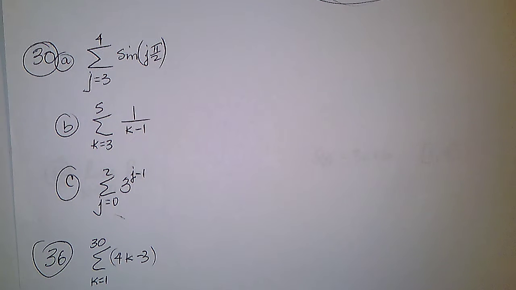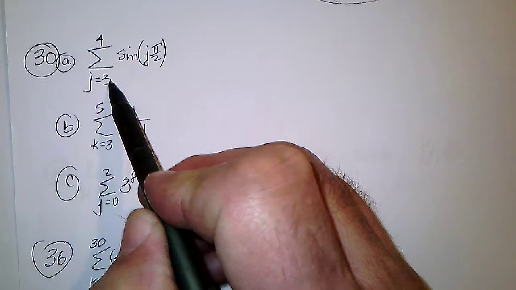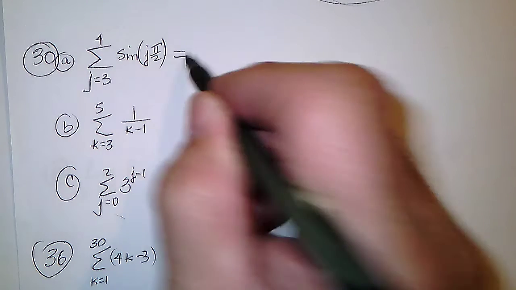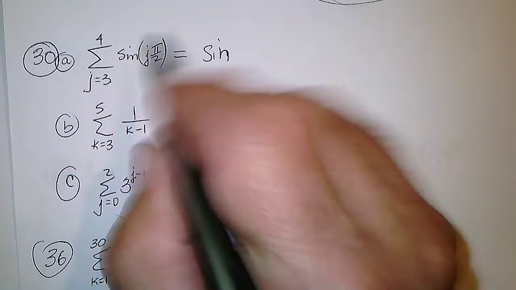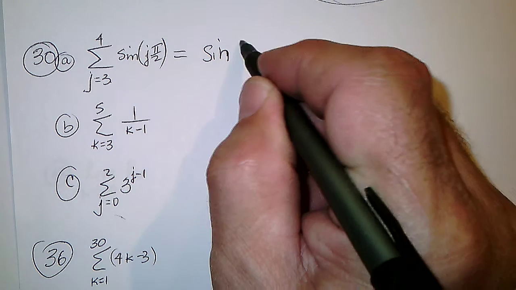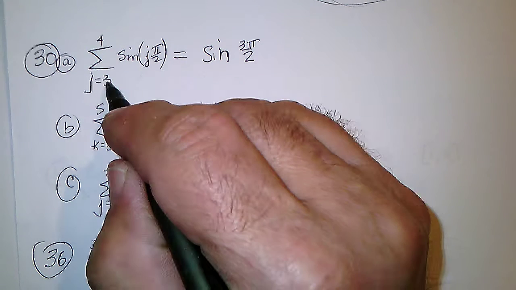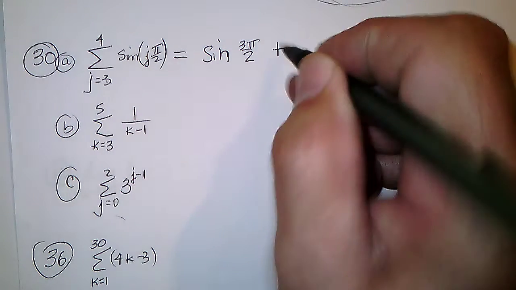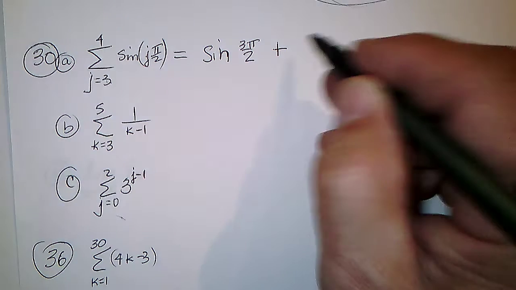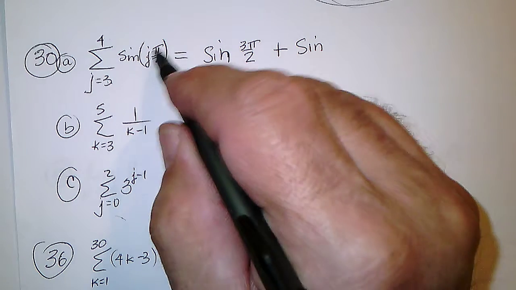Now 30, we're supposed to do this. Well, we're going to make j be 3 and then 4. So we're going to have sine of 3 pi over 2. That's when j is 3. And then we're going to go up 1, which should make it 4. So we're going to add sine of 4 pi over 2.